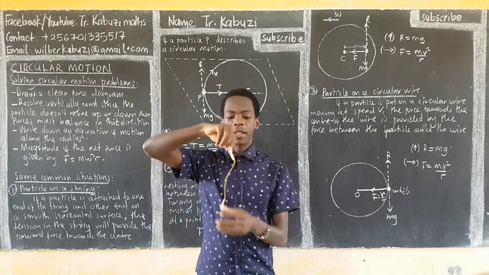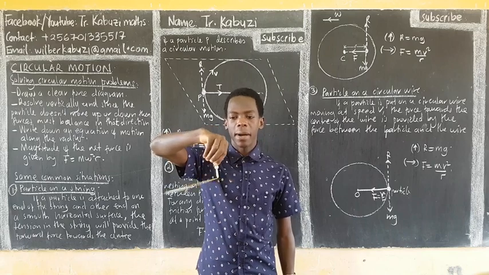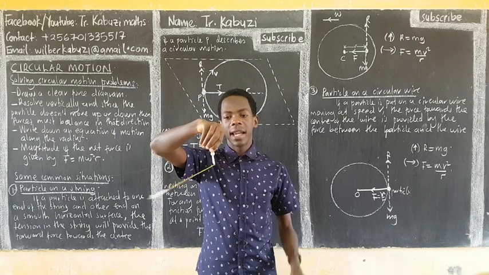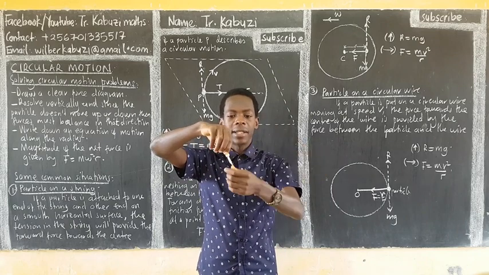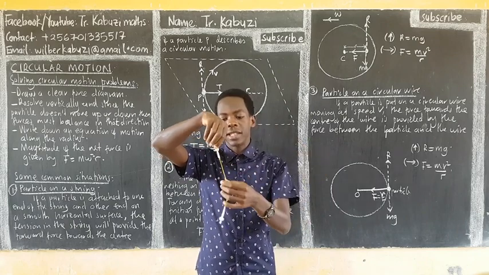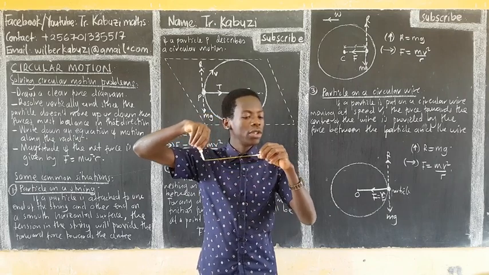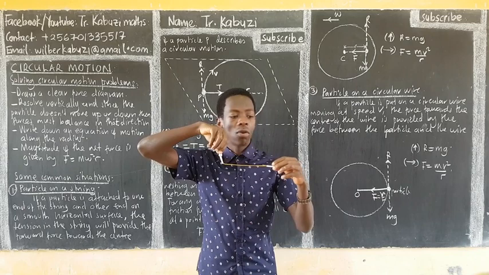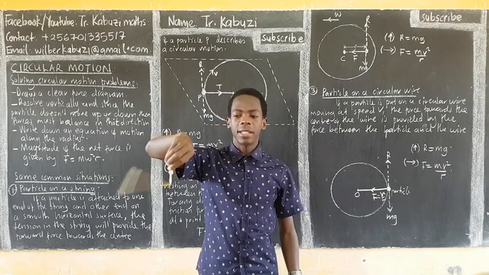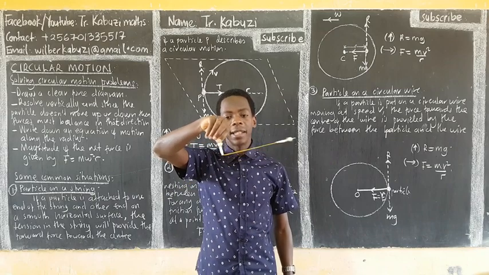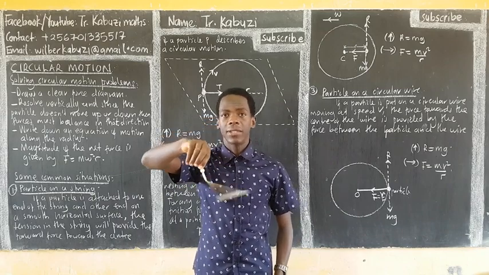If this one is to move in a circular path like this, this is going to be our center. The force towards the center is going to be provided by the tension in the string. Remember, this tension is pulling the particle towards the center so that it doesn't go further away, as you can see when I start rotating it. So the force towards the center is provided by the tension in the string.